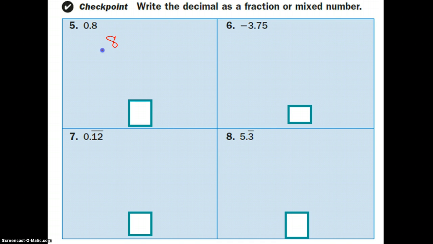Number 5 is 8 over, this is the tenths place, so 8 tenths. Simplify, and you get 4/5. Remember, if you do not simplify, you will get points taken off.